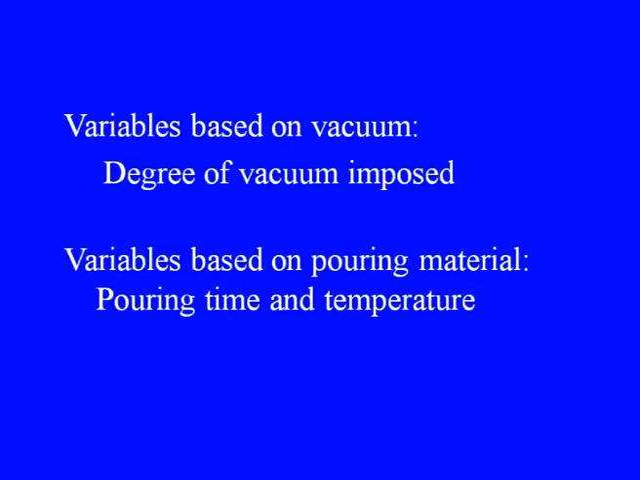The next group of variables are based on vacuum. Here, degree of vacuum imposed is the major variable. The next group of variables are based on pouring material. The next group is pouring time and temperature.